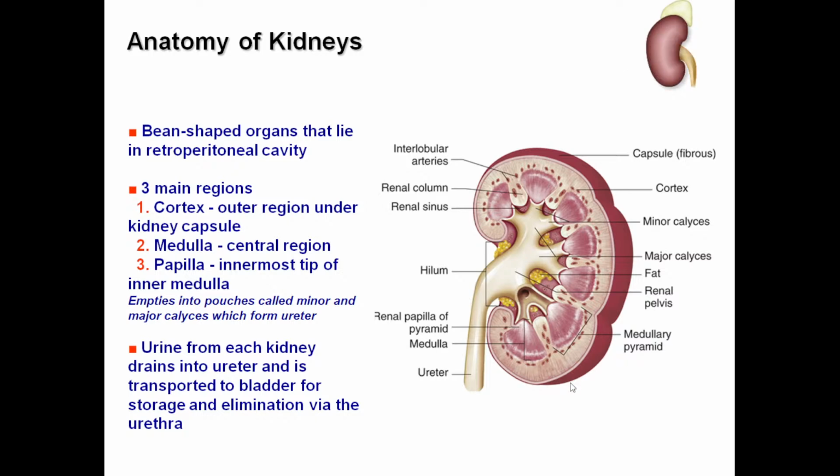The medulla is divided into conical areas called renal pyramids, and the apex of each pyramid tapers towards the renal pelvis, forming the renal papillae. And the renal pelvis has a funnel-shaped upper end, and it's continuous with the ureter below it, which conveys the urine into the urinary bladder. So urine from each kidney drains into the ureter and is transported to the bladder for storage and elimination via the urethra. More details will be given during the next lecture. This is where we will discuss the mechanisms of urination.